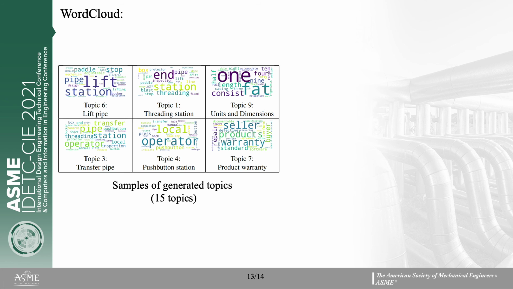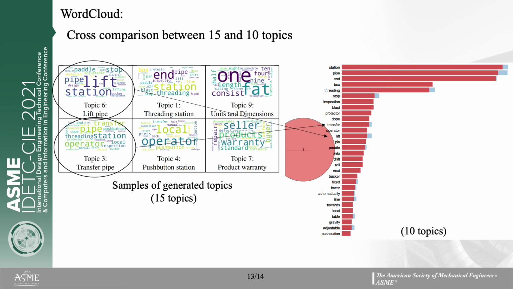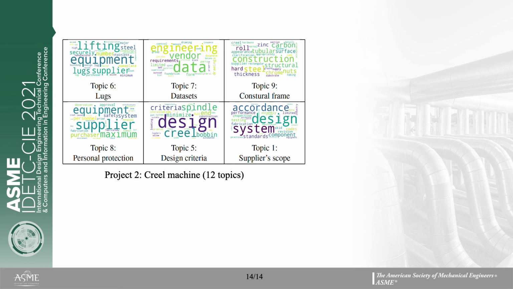And when we cross-compare the different numbers of topics, we found several topics can be merged together. Like, for example, in this case, both lift and transfer motion of the pipes have been combined within topic 1. Similarly, project 2 describes a cradle machine design. It mainly talks about the supplier's role or duty, cradle frame layout, or different types of drawing documents or data.